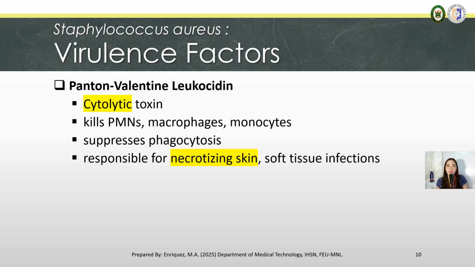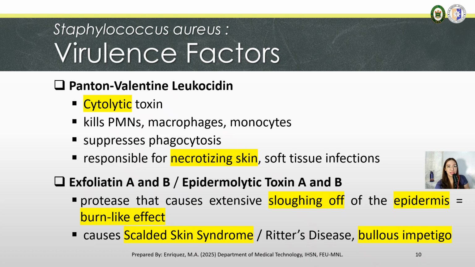The two toxins here on this slide, I've decided to put them together because they're both responsible for causing skin infections. So first up is PVL or the Panton-Valentine leucocidin, which I think is something I've already mentioned in previous discussions. Di ba po? This is a cytolytic toxin that can kill macrophages, monocytes, and neutrophils, which would help the bacteria evade phagocytosis. Plus, this could also cause necrosis of the infected skin tissues and it could also lead to other soft tissue infections.